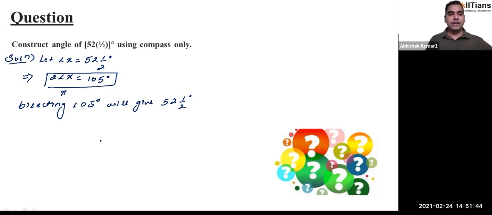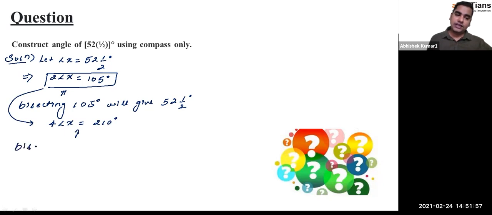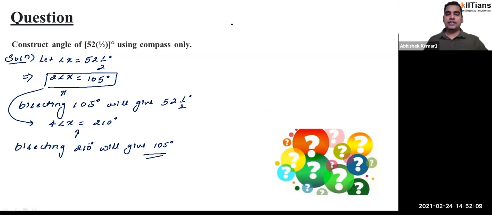Okay, so let me multiply it once more by 2. If I multiply it once more by 2, I will be getting 4 times angle x is equal to 210 degrees. What does it mean? It means bisecting 210 degrees will give 105 degrees. So we have more than enough information that is needed to draw 52.5 degrees. Let's see how we can draw it.